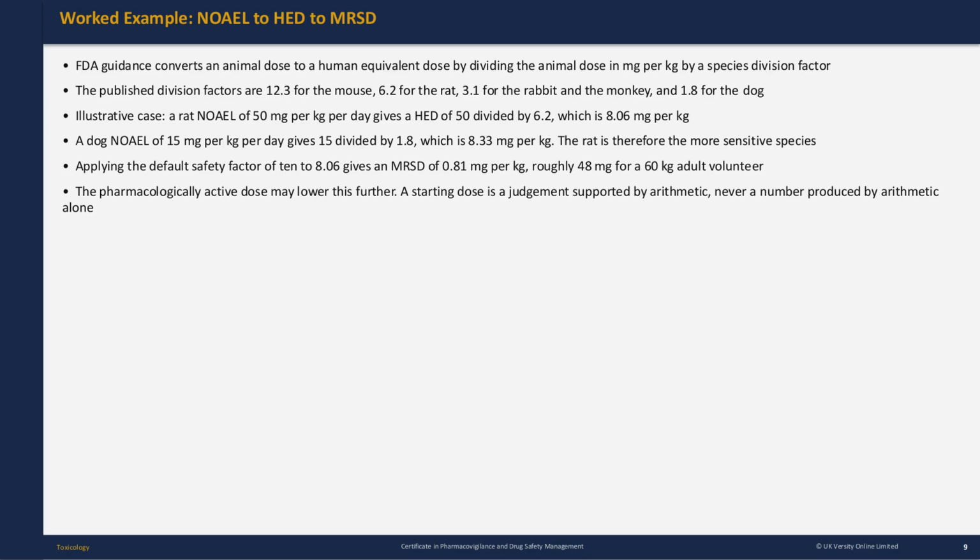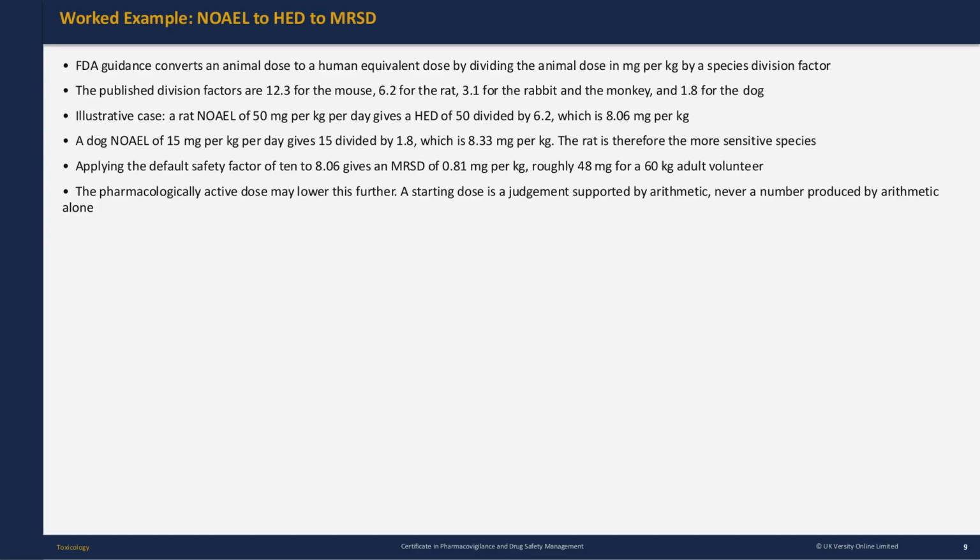FDA guidance converts an animal dose to a human equivalent dose by dividing the animal dose in mg per kilogram by a species division factor. The published division factors are 12.3 for the mouse, 6.2 for the rat, 3.1 for the rabbit and the monkey, and 1.8 for the dog.